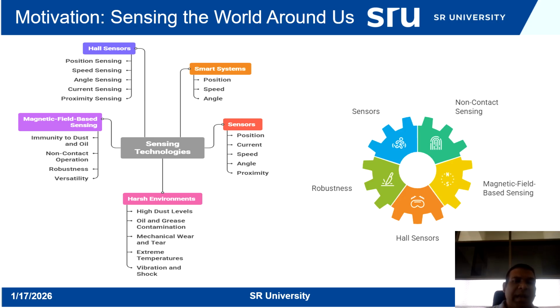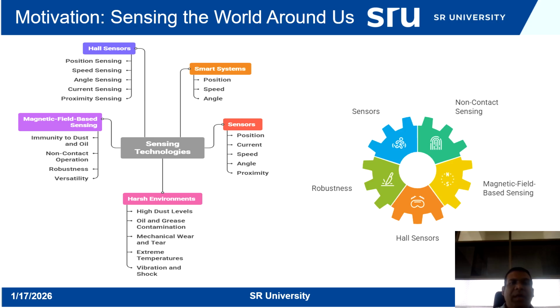This technology relies on the detection and measurement of magnetic fields to infer information about the object being sensed. The key advantages of magnetic field based sensing include: the first one is immunity to dust and oil, the second one is non-contact operation, the third one is robustness, and the fourth one is versatility.